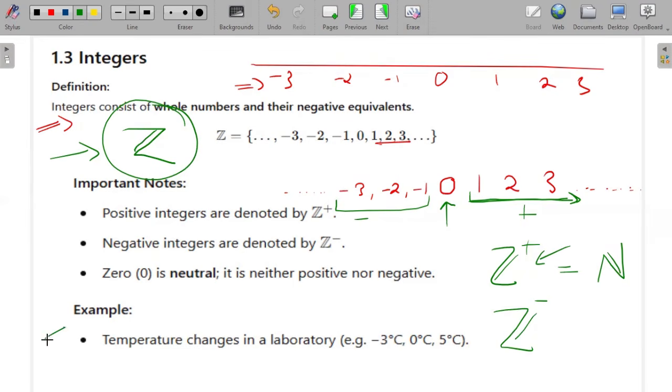Okay, so examples where we use the integers: we can use them in temperature readings or temperature changes. For example, minus 3 degrees Celsius, 0 degrees Celsius, and even 5 degrees what? Celsius. Okay, so those are examples where you can use them. So we move to the next one. If you have any question, just stop me and then I'll be able to explain.